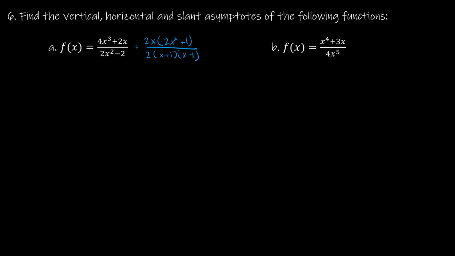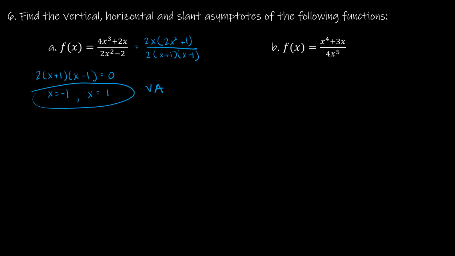So that's my factoring. I can see that nothing's going to cancel. So let's now take a look at when is the denominator going to equal 0. So when does 2 times x plus 1, x minus 1 equal 0? Well, obviously when x is equal to negative 1 and when x is equal to positive 1. These are the vertical asymptotes.